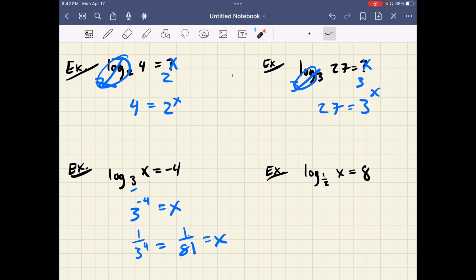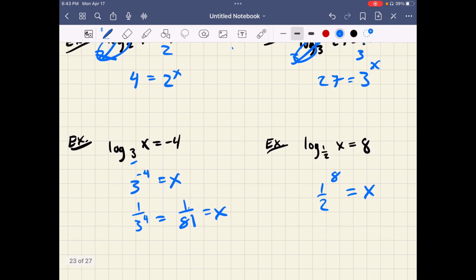All right, now that you've had a chance to try that on your own, we're going to do this together. I know the base here is 1/2, right? And the 8 is going to be my exponent, and that's going to equal x. So 1/2 to the 8th power is 1/2 times itself 8 times, which is going to equal 1 over 256 equals x.